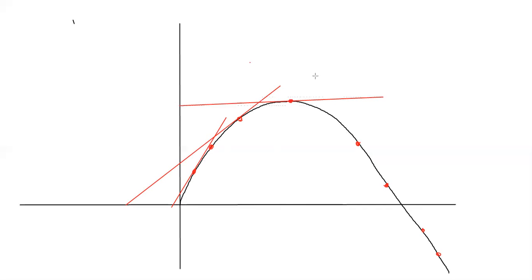Now, at this point, this is how the tangent will look like. Change the point here. Now at this point. So different points I have drawn, the parabola tangents.